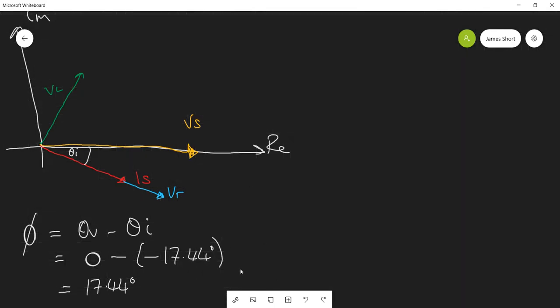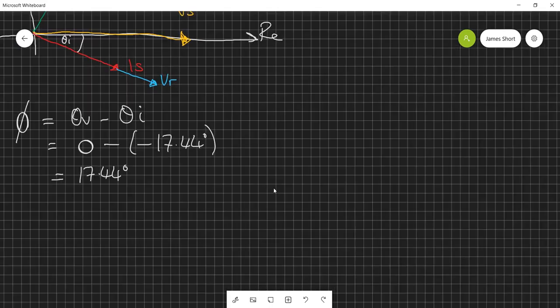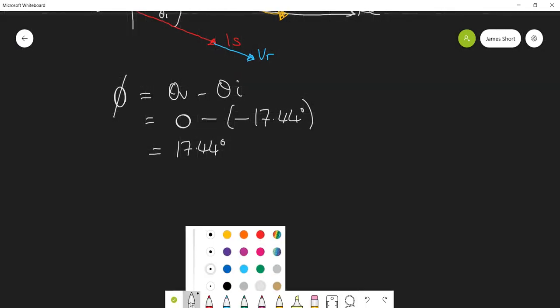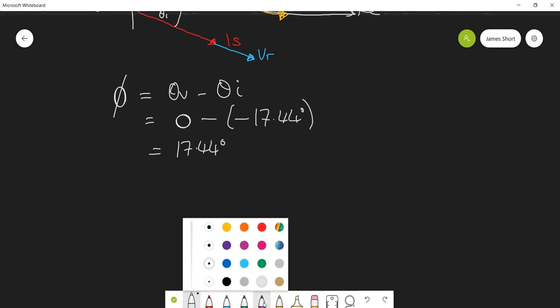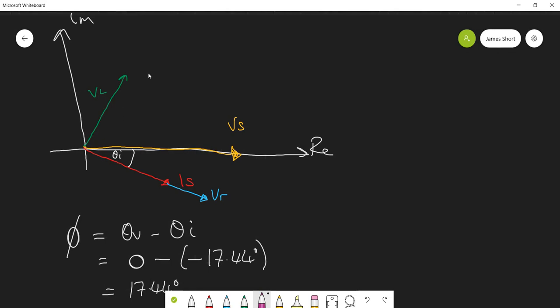So going back to our triangles now, if we go to our complex power, what we want is to find S. I'll do it with this colour for now. So S is kind of like this. These are connected. And S is equal to VI conjugate.